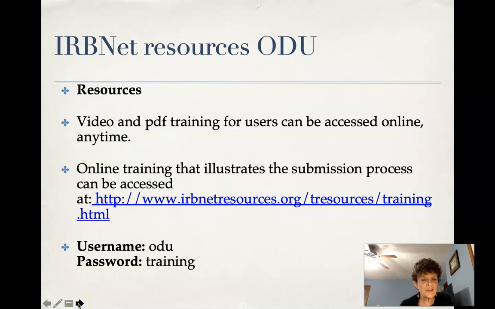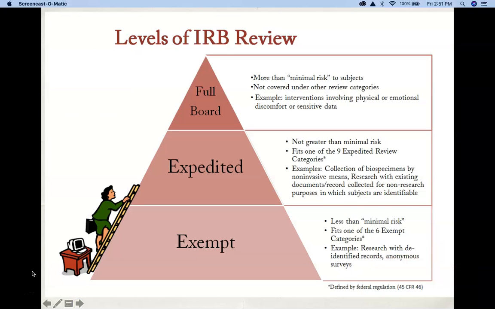Back in the dark ages when I did mine, everything was done on paper, so we had to try to fill out the paper as best you could and turn it in, and everything was manual. Let's talk a little bit about the different levels of IRB review. You see there are 3 categories.